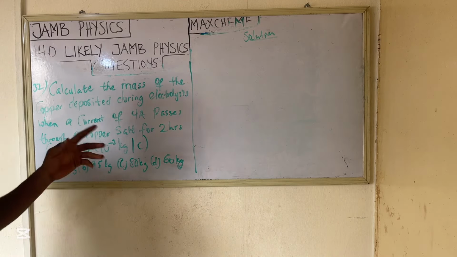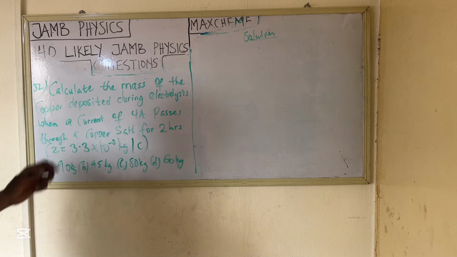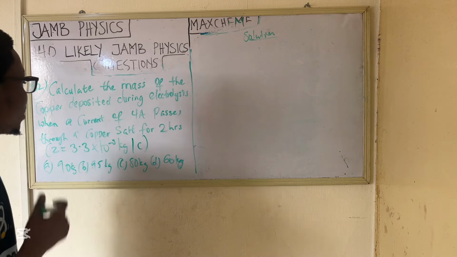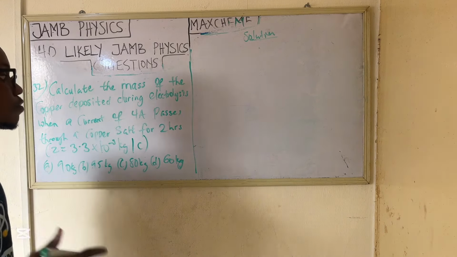Question 32. Look at this. You have calculated the mass of the copper deposited during electrolysis when a current of 4 ampere passes through a copper salt for 2 hours.